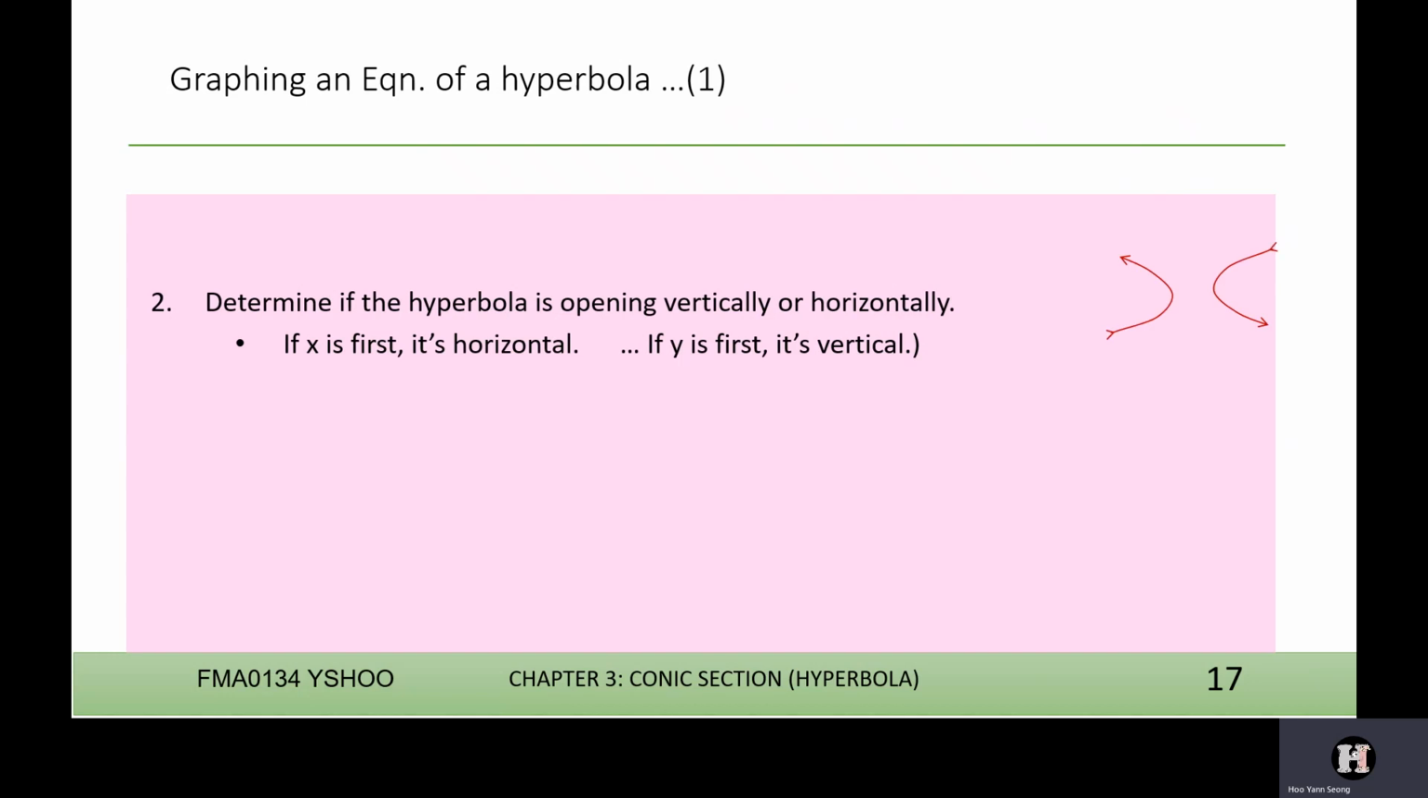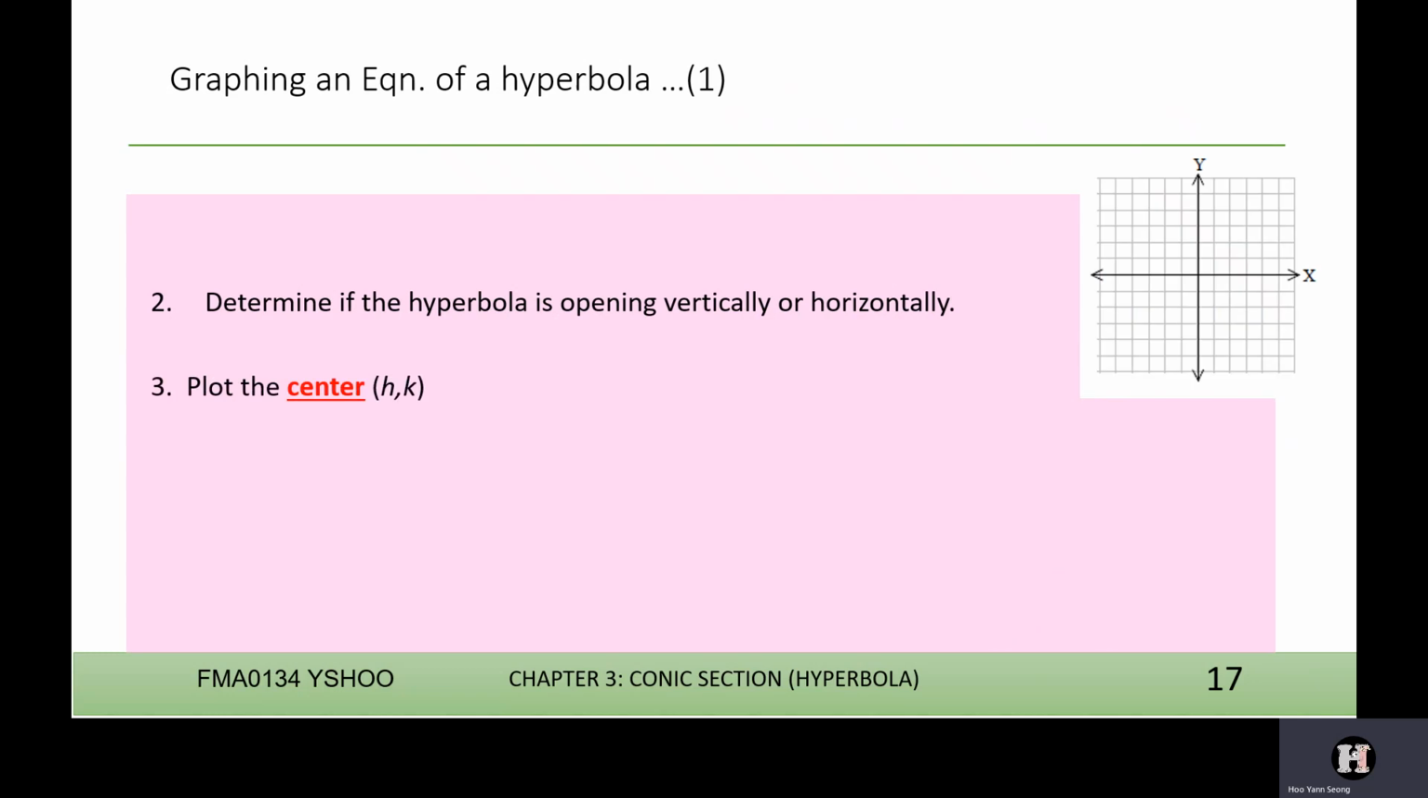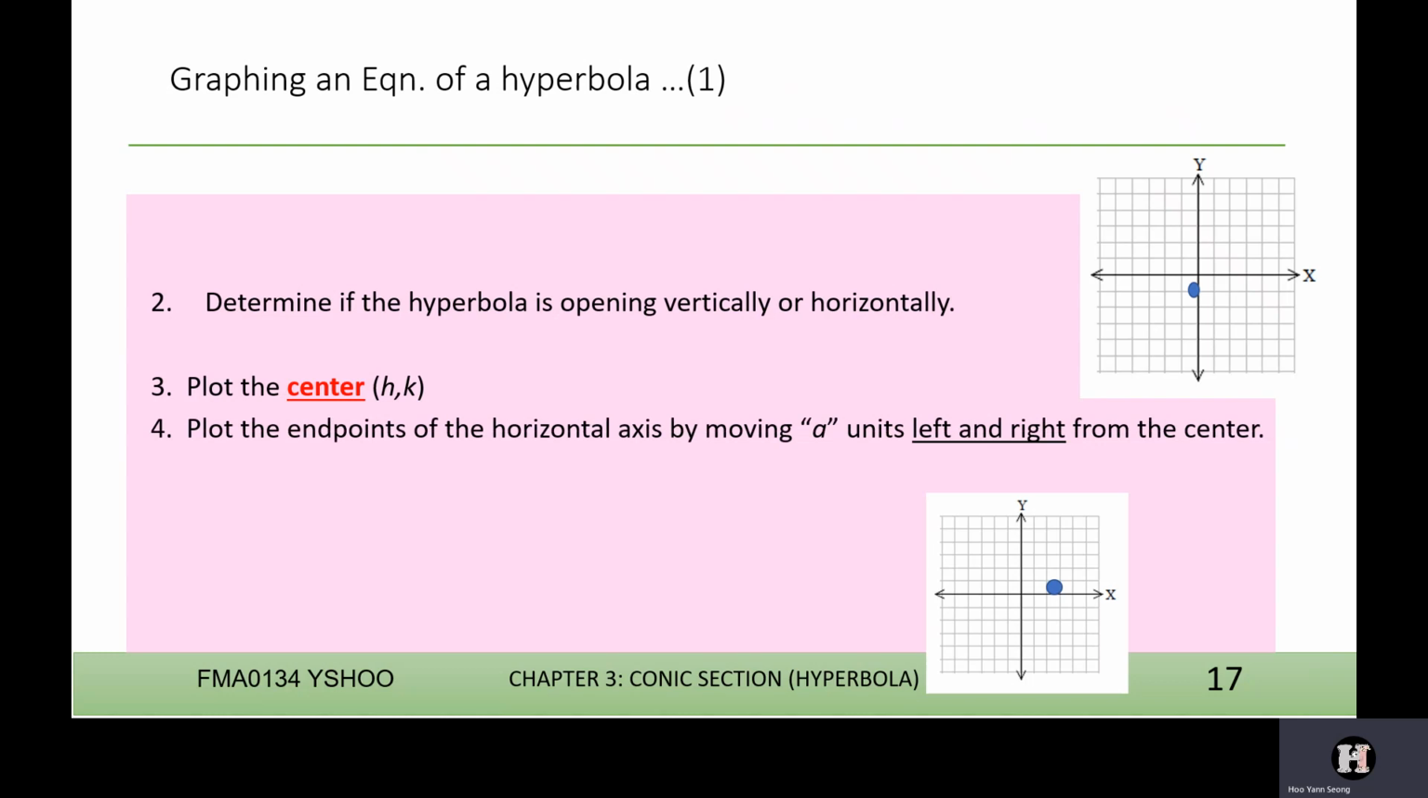So when you open left and right, it's called horizontal, which means your x is in front. If you open up and down, it is called vertical, so your y is in front. Then after that, you need to plot your center. It doesn't matter where your center is, just plot your center first. Then plot the endpoints of the horizontal axis by moving a units left and right.